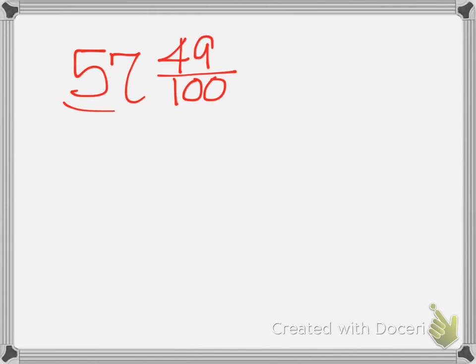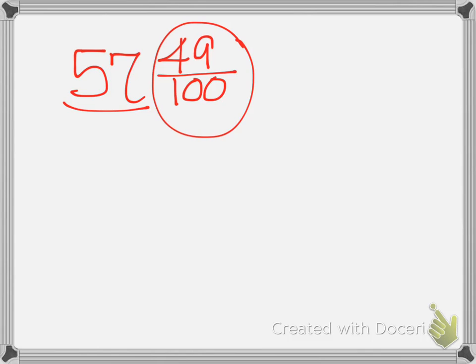Well, let's start off in talking about our introduction to decimals with our first number here, 57 and 49 hundredths. You know 57 is the whole number, 49 hundredths is a fractional part or a decimal part. You can actually use a place value chart and put numbers into your place value chart to compare them, to order them, to see which one is larger.